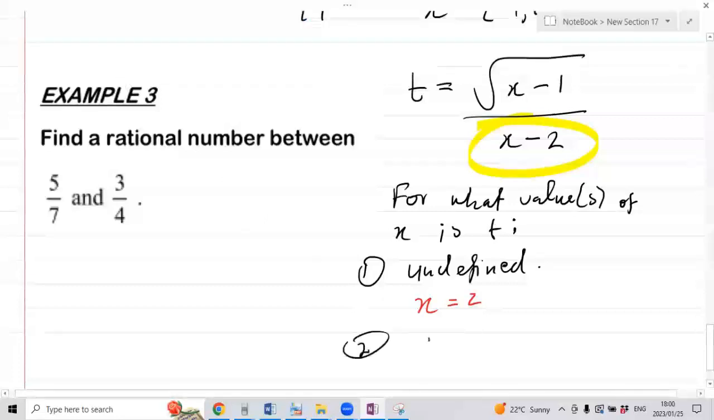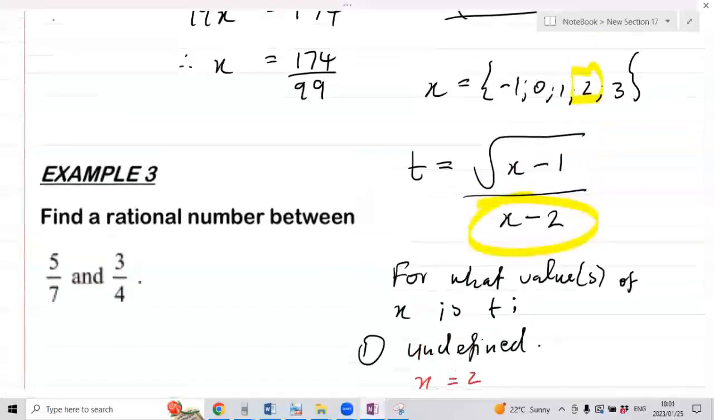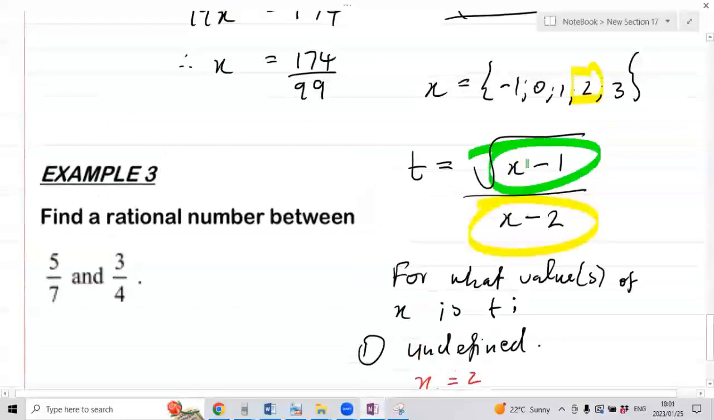And then the second one will be, let's say, non-real. For what values of x will it be non-real? Now, this will only be non-real when what's underneath the square root sign is negative. Remember, 0 is allowed underneath the square root sign. So 1 is allowed here. If I have 1 minus 1, it's allowed because the square root of 0 is 0, and 0 over anything is still 0. So it's real, not non-real.